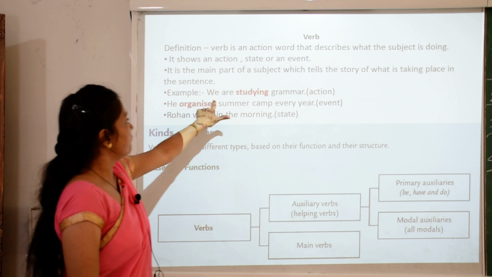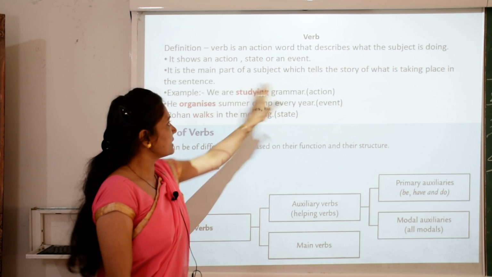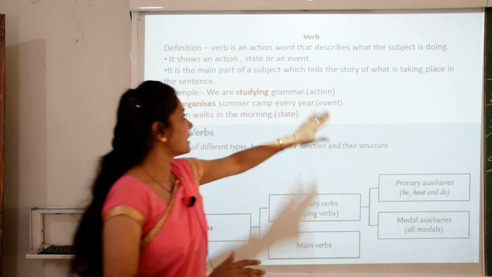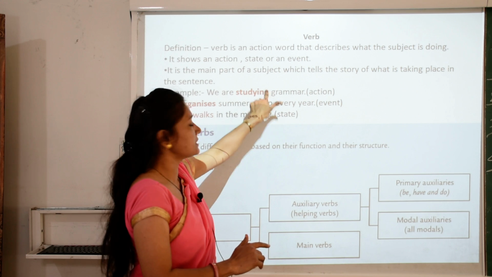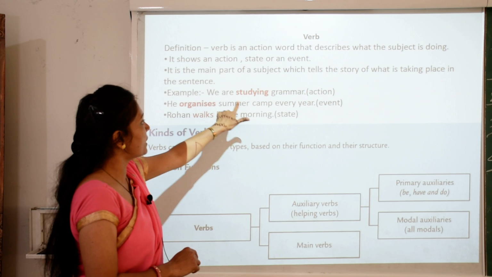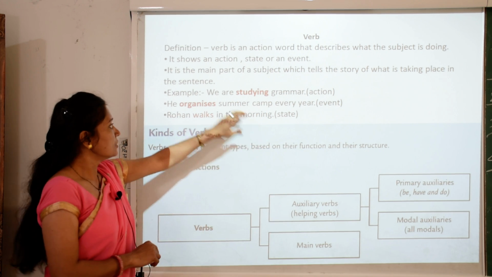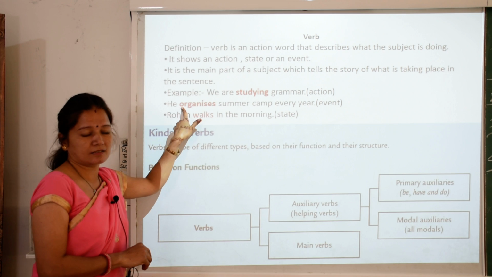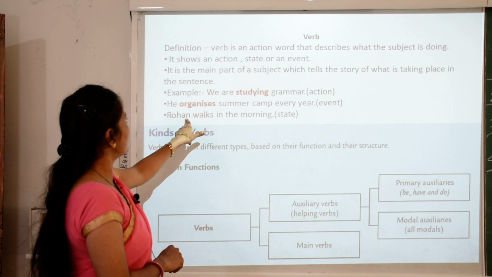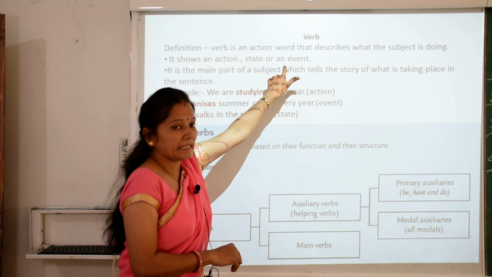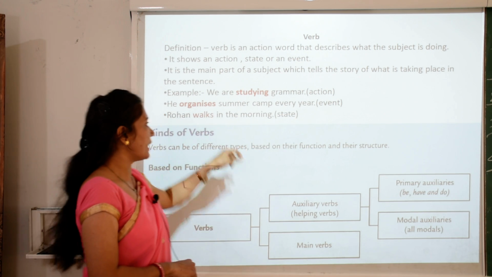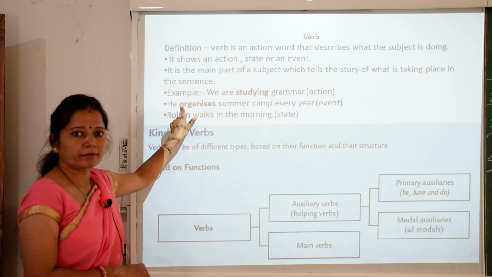Let's see an example. We are studying grammar. That is an action word, meaning what we are doing, we are studying grammar. The verb here is studying. Now let's see the next sentence. He organizes summer camp every year. What is he doing? He organizes. So that is a verb showing an event. As I told you, it shows an action, state or an event. Here in this sentence it is showing the event, and the verb is organizes.